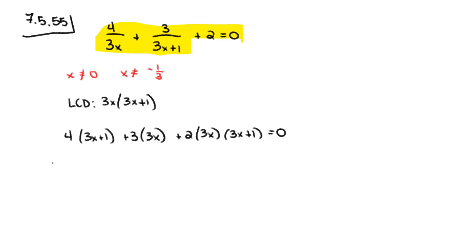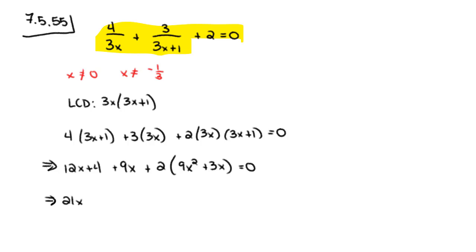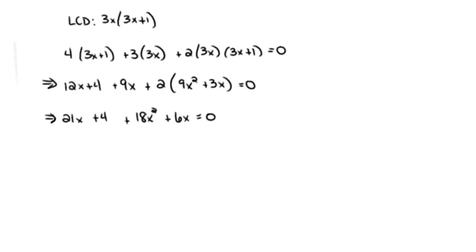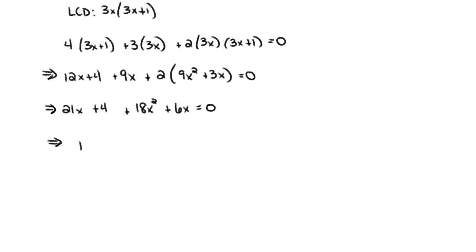Distributing around, we get 12x plus 4 plus 9x plus, I'll write this as 2 times, and then I'll distribute that 3x through, so I get 9x squared plus 3x is equal to 0. Combining some terms here, 12x plus 9x is 21x, plus 4 plus, now distributing, 18x squared plus 6x is equal to 0. And rewriting it one last time, 18x squared, 21x plus 6x is 27x, and then finally plus 4 is equal to 0.